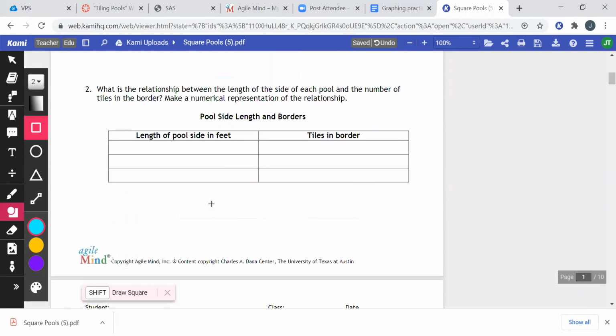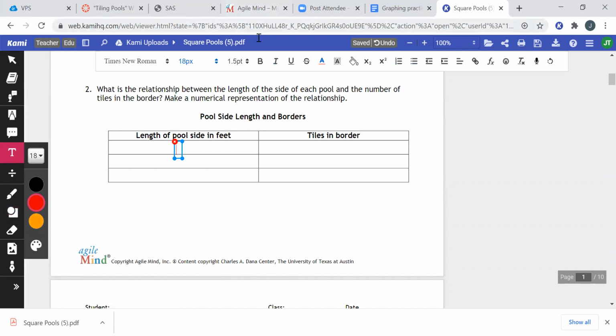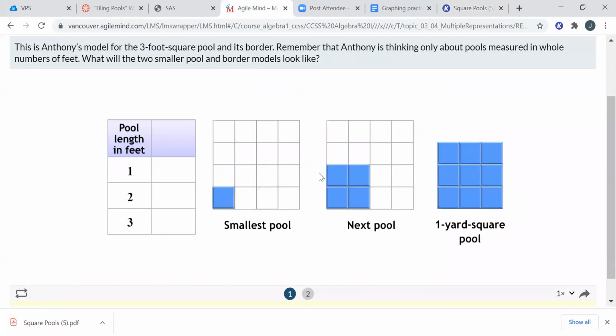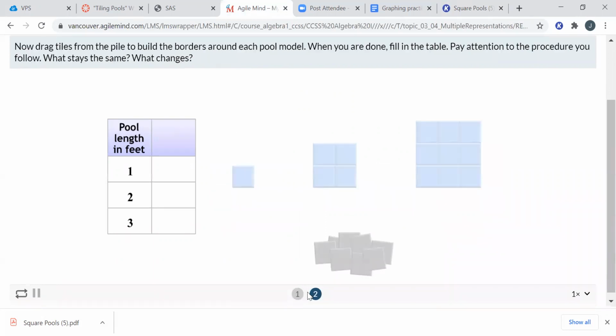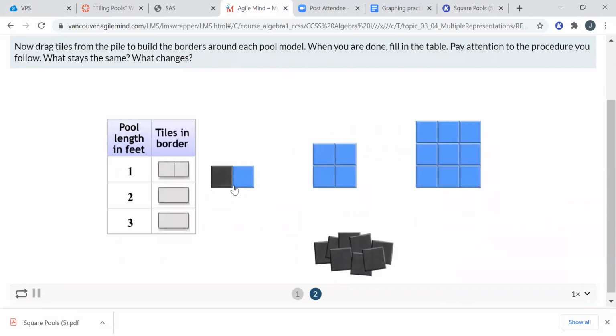Make a sketch. Great. We just did this. We said if the pool is 1 on each side, well, we're about to do the tile border, so let's take a look at it. Okay, so we got our pools 1x1, 2x2, and 3x3. What if I need to put tiles around them? I am going to painstakingly put tiles around this. 4, 5, 6, 7, 8. Takes 8 tiles to go around the outside of that one.